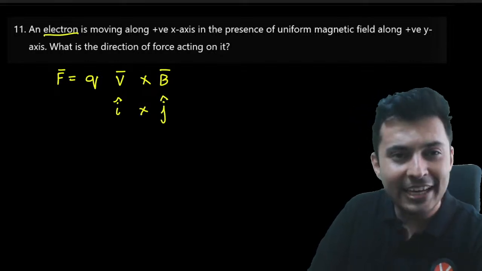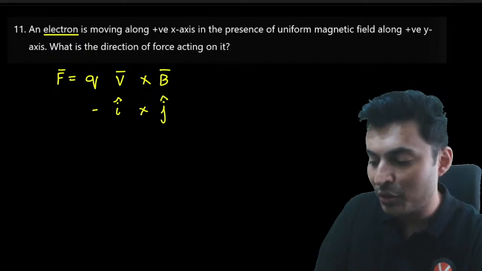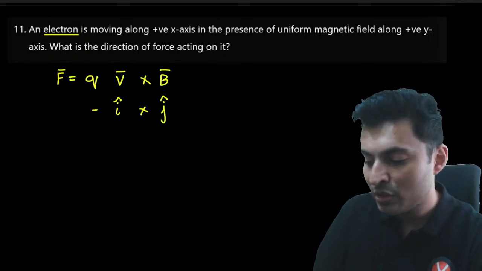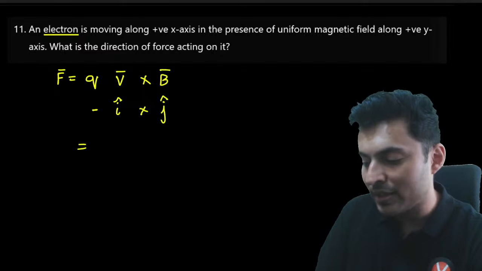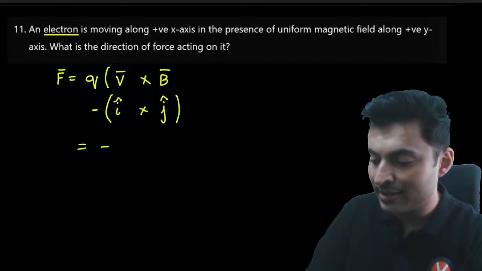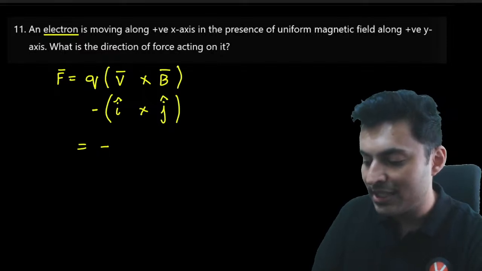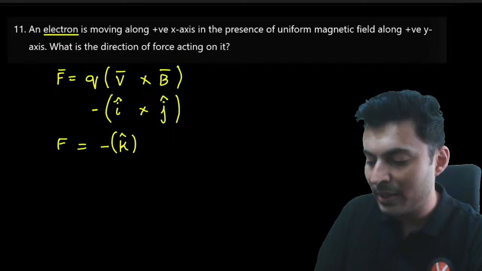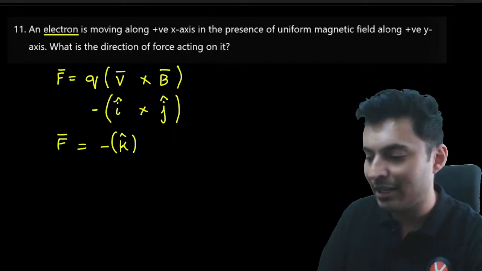Charge is of an electron. Many people miss it, so the minus sign will be there. So my dear warriors, I cross J. What is I cross J? First of all, tell me that. I cross J is basically K, right? I cross J is K. So force will be in the K hat direction with the negative sign.